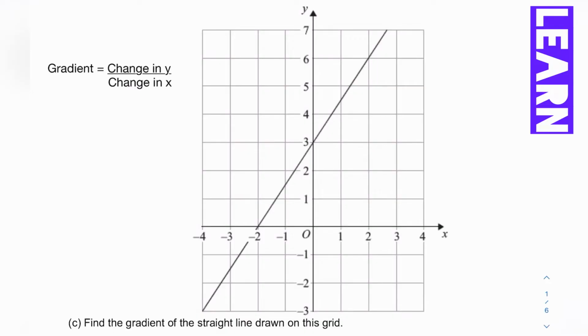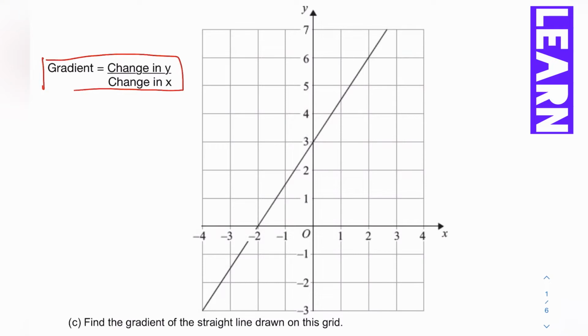So today we're going to have a look at how you find the gradient of a straight line graph. So the key formula you're going to need in today's video is this one, and that says gradient is equal to your change in y over your change in x. So first of all, you need to pick two coordinates which are on the line.